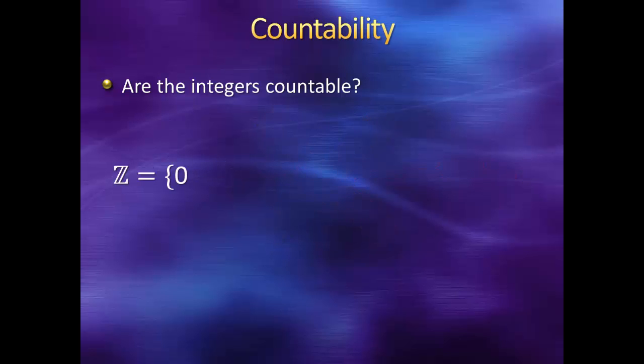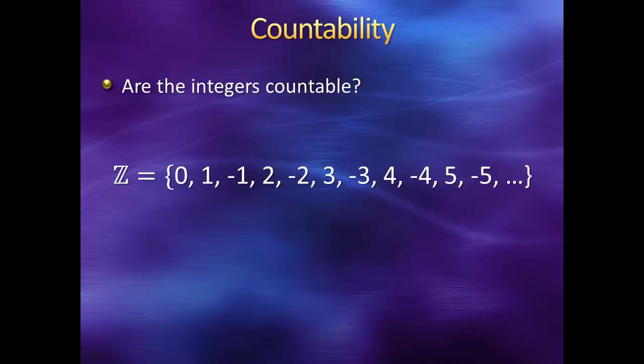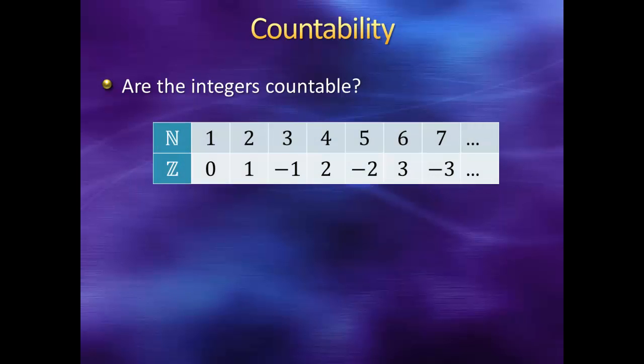Perhaps we could list 0 first, then 1, then negative 1, then 2, then negative 2, and so on, fanning out from the middle. So the even index terms take care of the natural numbers, and the odd index terms take care of the 0 and the negative counterparts of the natural numbers. We could write the bijection that we're using as well, though in this case, it would have to be a piecewise defined function.